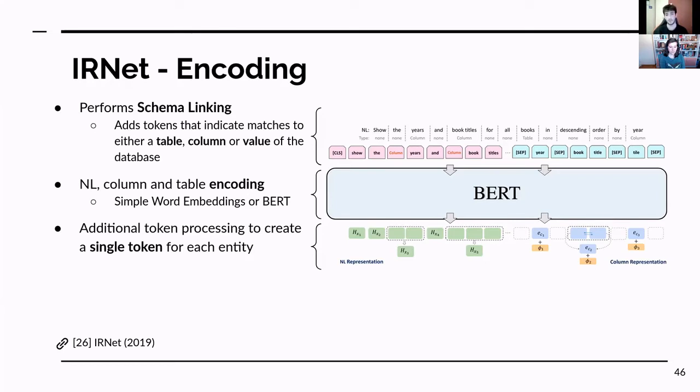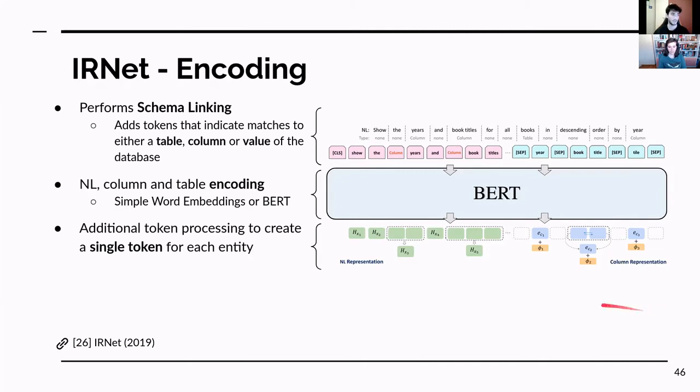And then it gives all the names of the table columns and all the names of the tables of the database. And each one of them is separated using a separating token. Then it gives this input to BERT, which returns an output of equal length. And an additional step taken by IRNet is that it processes tokens that refer to the same entity in order to create a single token for each entity.